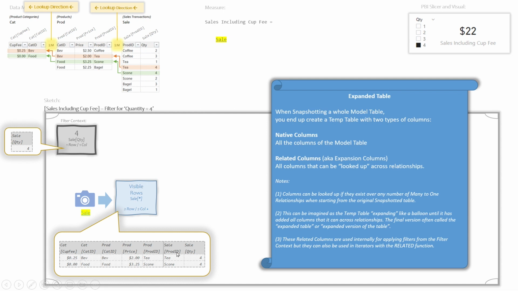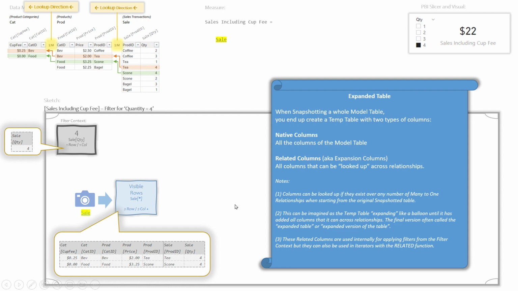So in addition, like my animation showed right here, you can think of the temp table as expanding like a balloon until it has added, or maybe even collected, if you like that verb, all the columns that it can access across relationships. The final version of this is often called the expanded table, or the expanded version of the table.